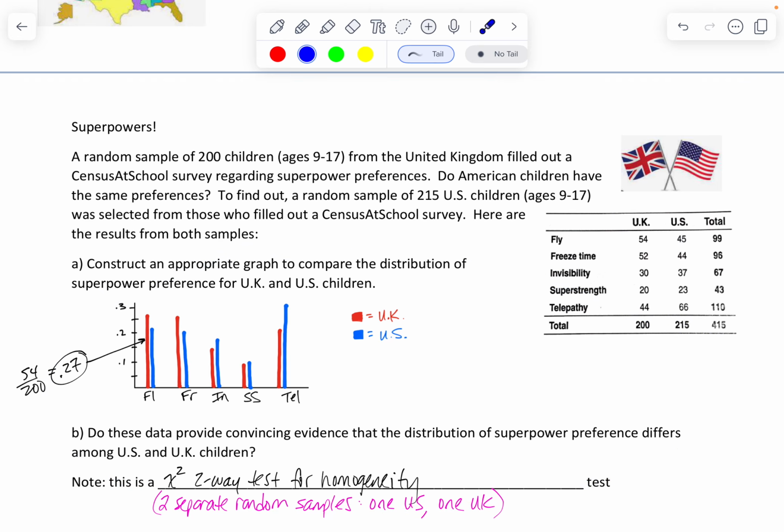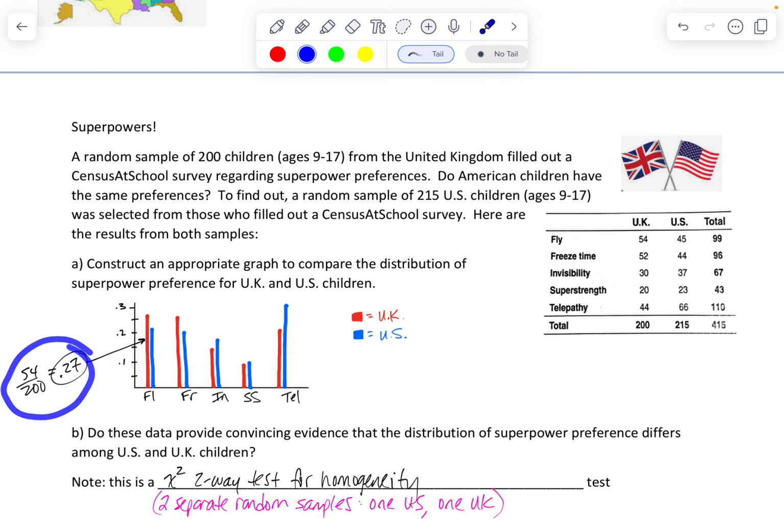But first of all, this letter A, don't worry too much about this. It just says construct an appropriate graph to compare the distributions of preferences for UK and US. If you're ever asked on the AP exam to show graphically anything, just do it as quickly as possible. I just did some simple bars. I have the UK in red and the US in blue, so you can easily compare. FL is for fly. And so how did I get these proportions?